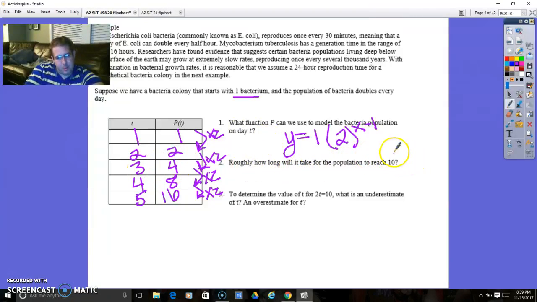Roughly, how long would it take the population to reach 10? It would take between 4 and 5 days. So this means that x would have to be between 4 and 5. Next, which one is it probably closer to? Is it closer to 4 days or is it closer to 5 days? Well, 10 is closer to 8 than it is to 16, so I would say that the underestimate is closer. And that's what today's lesson is all about, finding the estimates based upon whether the underestimate or the overestimate is closer. To determine the value of 2 to the t equals 10, what is the underestimate of t? I basically just answered that question.